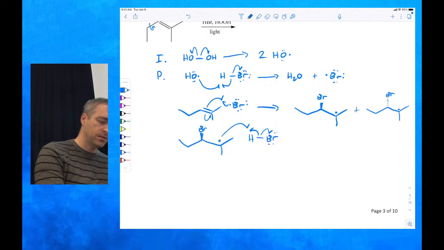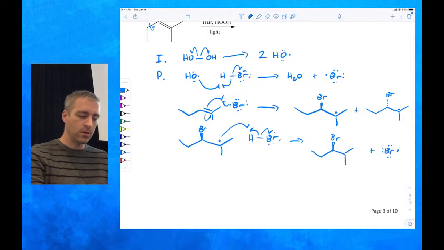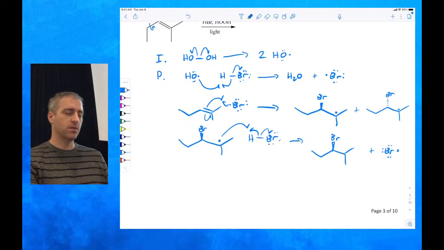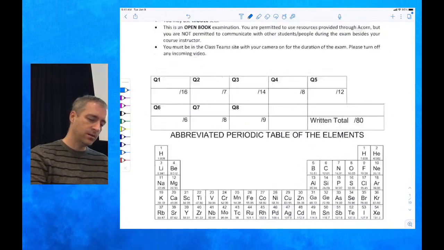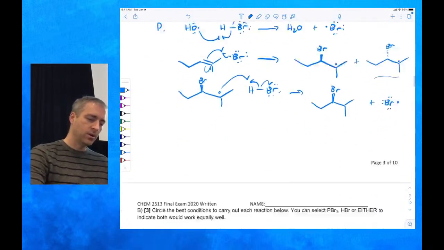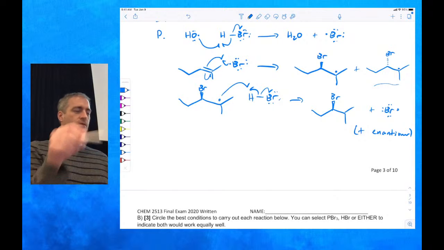It looks like this. This gives us our product, plus Br dot. So obviously the other compound will do the same thing. So what I'm going to say here is plus an enantiomer. And that's it. That's the two steps.